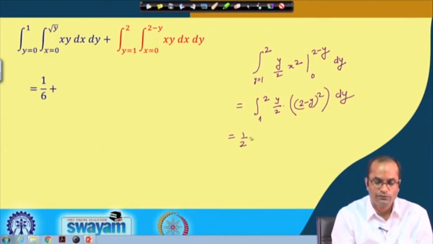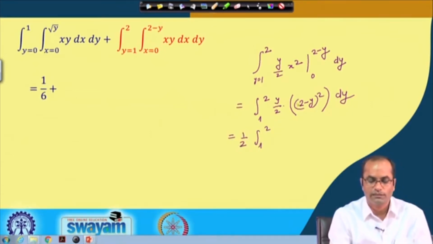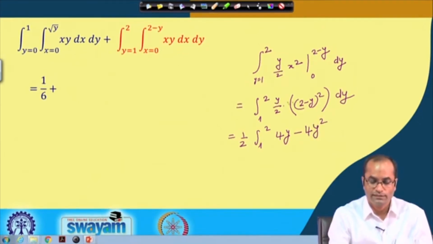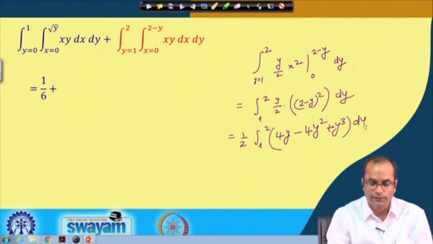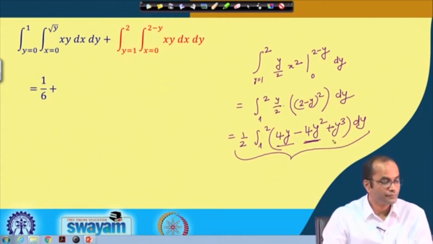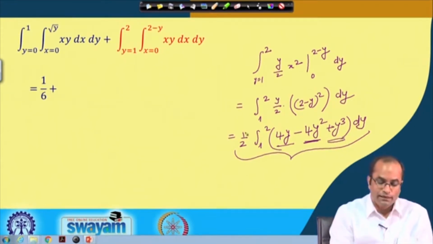So, 1 by 2 and this 1 to 2. So, y has to be multiplied here. So, we will get this 4 into y, and then minus 4 times y from here, and then this y square term, and plus this y cube, and then we have dy. So, now we can easily integrate this: 4 y, minus 4 y square, and then this y cube term, with this half.